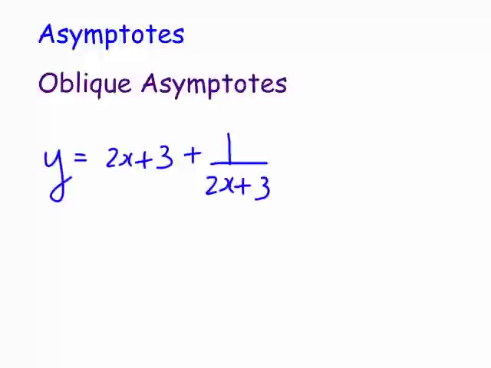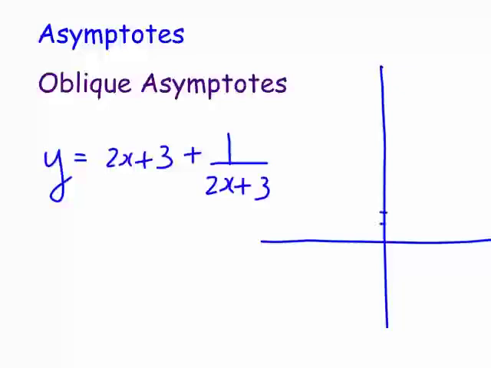and hopefully we can see it's y equals 2x plus 3, because 1 over 2x plus 3, as x gets larger and larger, will approach a small value, so you're adding a small value to the line y equals 2x plus 3. So 2x plus 3 is, in fact, going to be our oblique asymptote. And if we want to sketch this, let's do a quick sketch, okay? So y equals 2x plus 3 goes through 3, and it has a slope of 2. Let's just put this in.